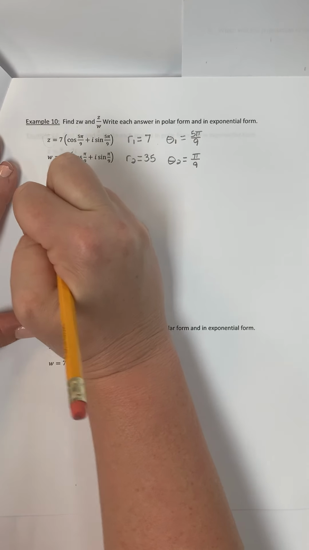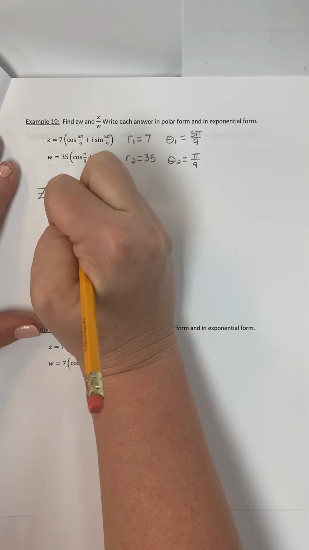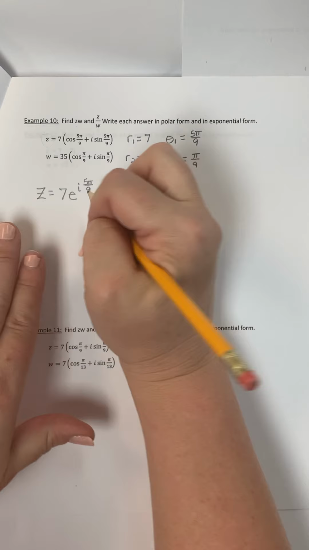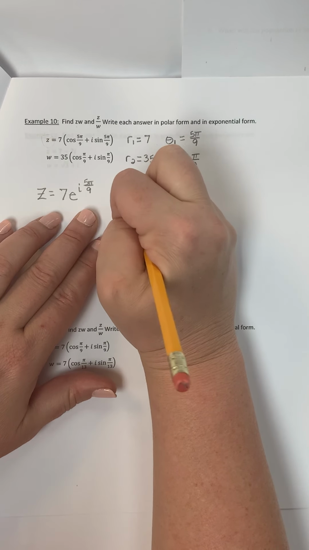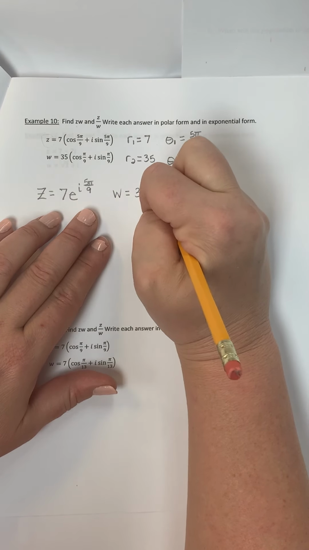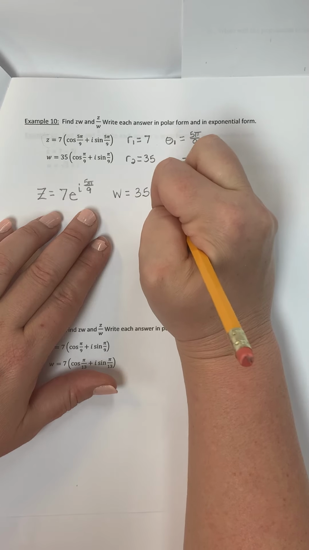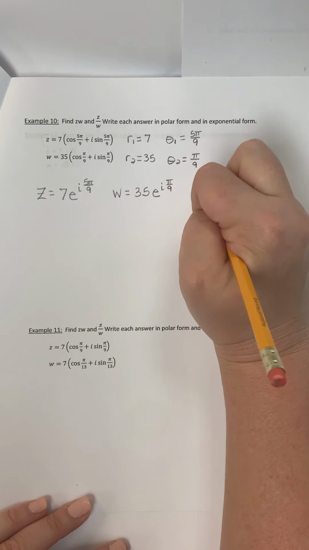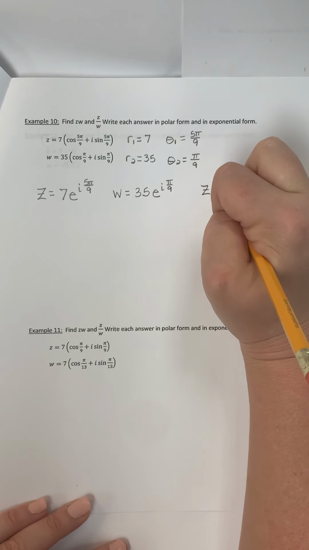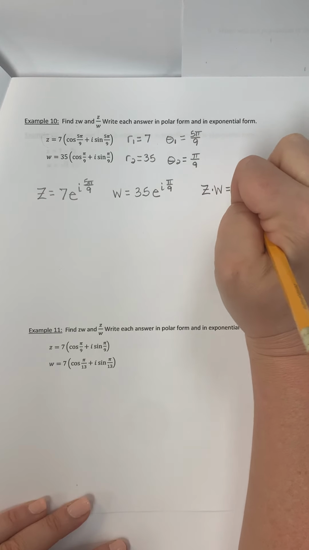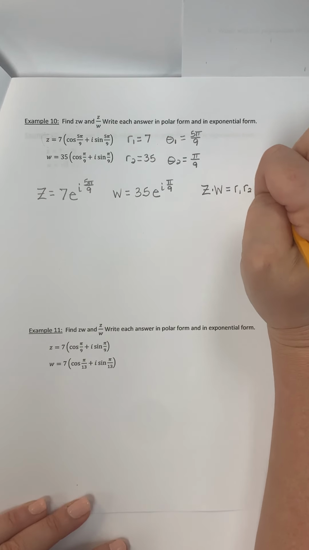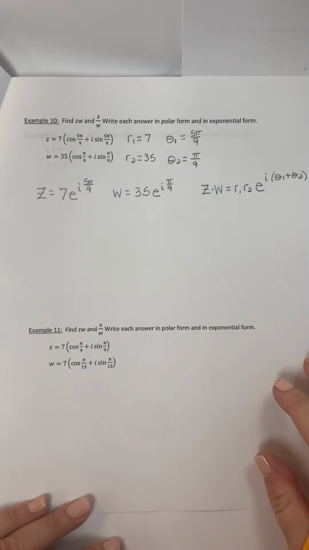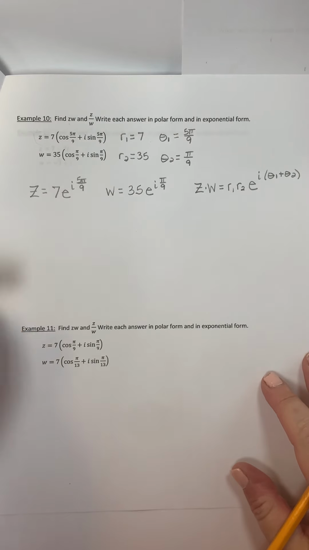So my z is going to turn into 7e to the i times 5 pi over 9. And w is going to turn into 35e to the i pi over 9. Now I'm going to multiply them. z times w is going to give me r1 times r2, e to the i, theta 1 plus theta 2. That is my formula.